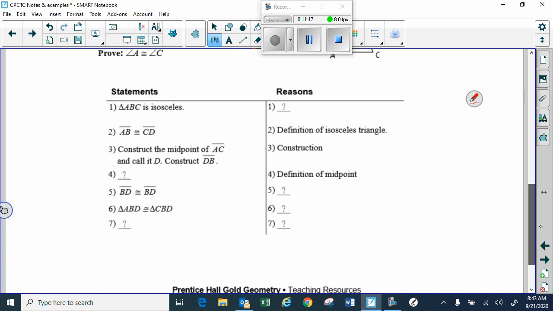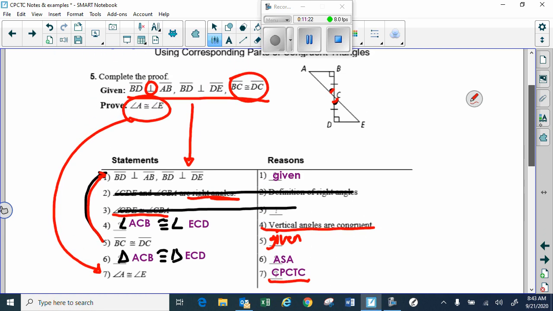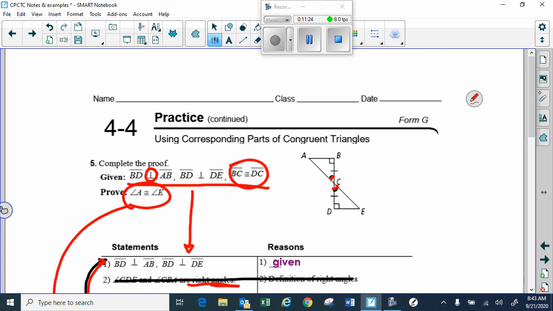Let's see. I think that is enough right there. Okay, I don't think I did anything else. Nope. All right, that'll do it. 12 minutes almost, 11 and a half.